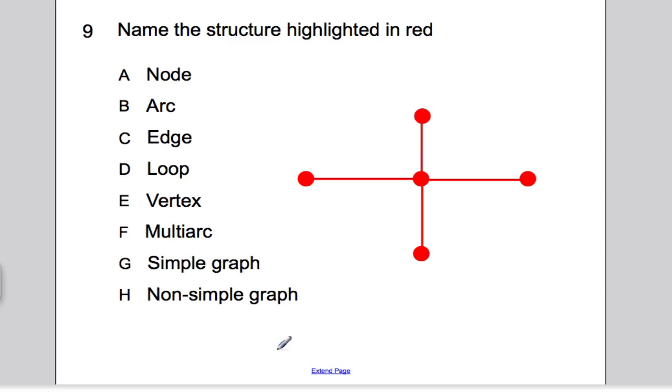What's this structure called here? Well, this structure here is a simple graph. It's a graph and it's got no loops and no multi-arcs.